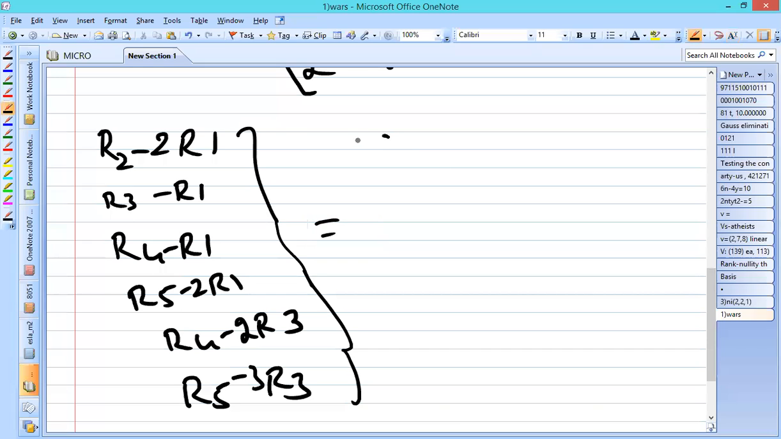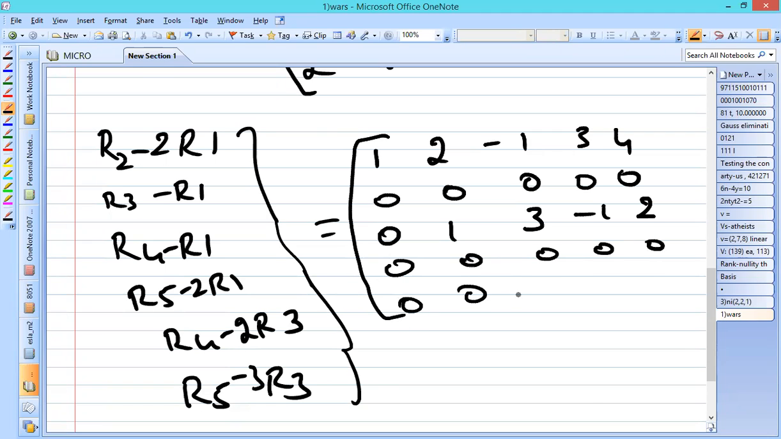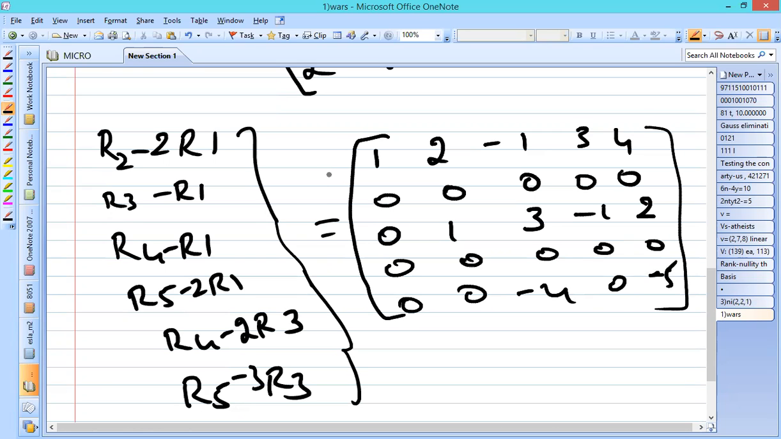So here it will result in the reduced matrix. The first row is 1, 2, -1, 3, 4, the second row elements will become 0. This is the final answer I am writing here. The third row is 0, 1, 3, -1, 2. The fourth row will be 0. And the last row is 0, 0, -4, 0, -5.